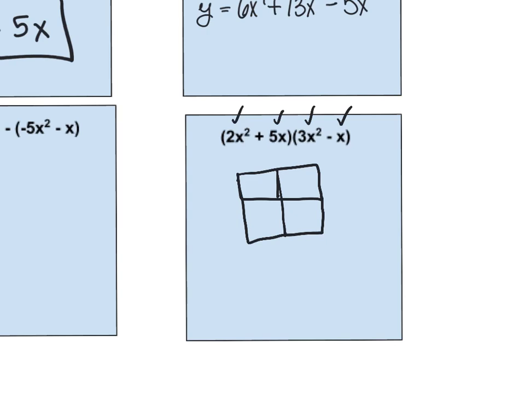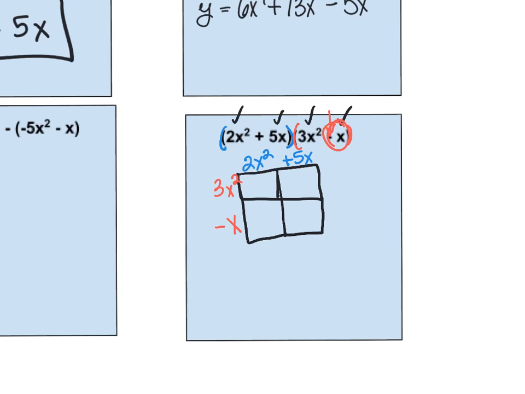Then you're going to put your terms on the outside of your box. For this first set here, I'm going to put on top, like that. And for the second set here, I'm going to put along the side, making sure that this sign goes with the variable. If you have a negative, it needs to go with that variable, the term that's after it. And then all you do is you fill this in like a multiplication table.